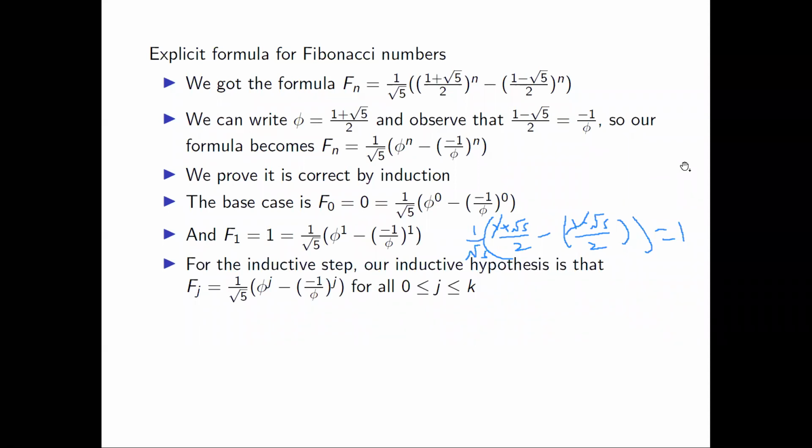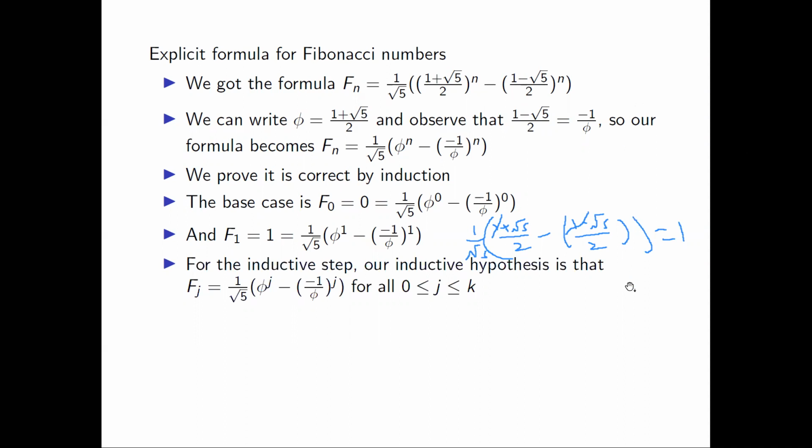So the inductive step, we have to do that still. We will have this inductive hypothesis where we assume that f sub j is equal to 1 over the square root of 5 times phi to the j minus negative 1 over phi to the j. And this is true for all 0 less than or equal to j less than or equal to k. So that's a strong inductive hypothesis.